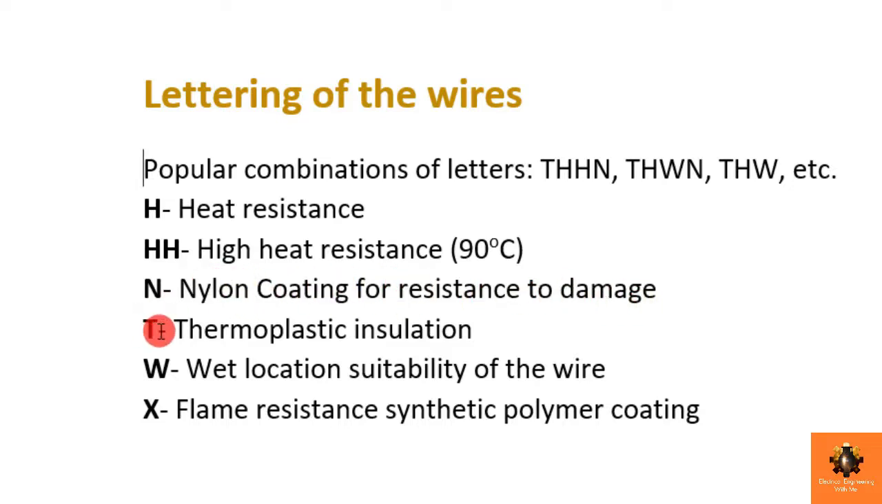Clear? Then T for thermoplastic insulation. Again, W represents wet location suitability of the wire. Then X, which means flame resistant synthetic polymer coating. Okay, so these are the letters on the wire.